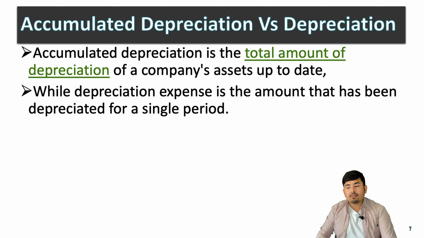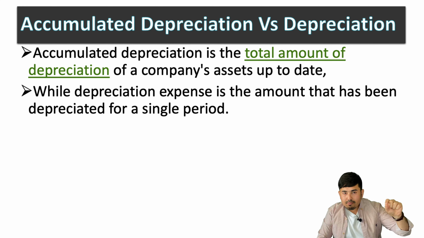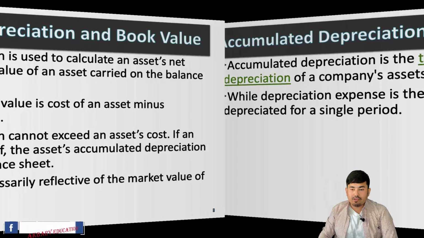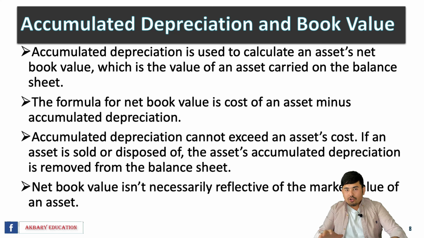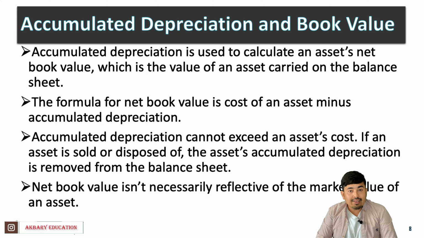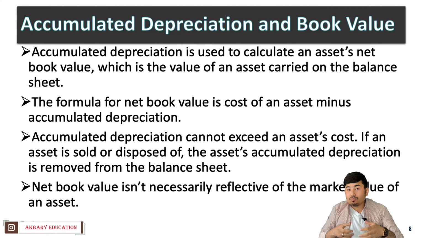While depreciation expense is the amount that has been depreciated for a single period, the addition of all of these individual periods' amounts since the inception is called the accumulated depreciation. What's the relationship between accumulated depreciation and the book value? Accumulated depreciation is used to calculate an asset's net book value.